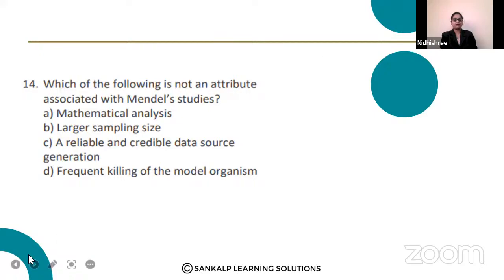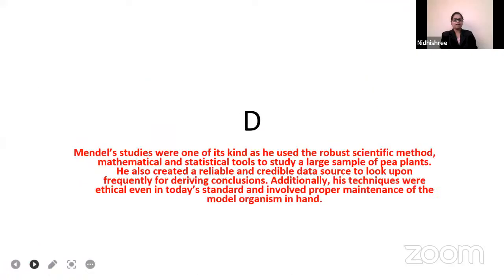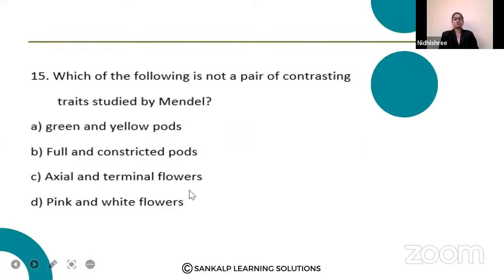Shweta, Prema. Then, okay. Then, 15th question, which of the following is not a pair of contrasting character? Green and yellow pods, full and constricted pods, axial and terminal flowers, pink and white flowers.